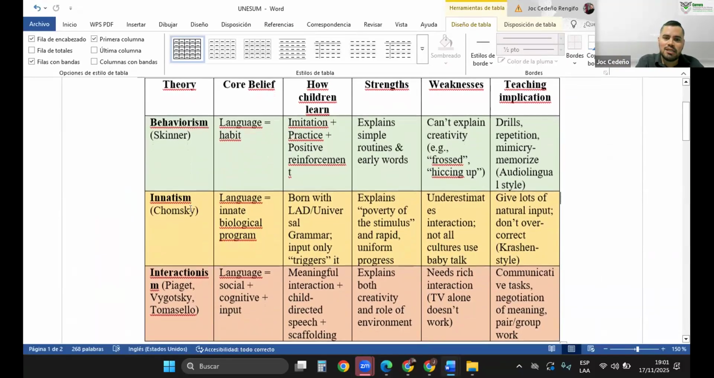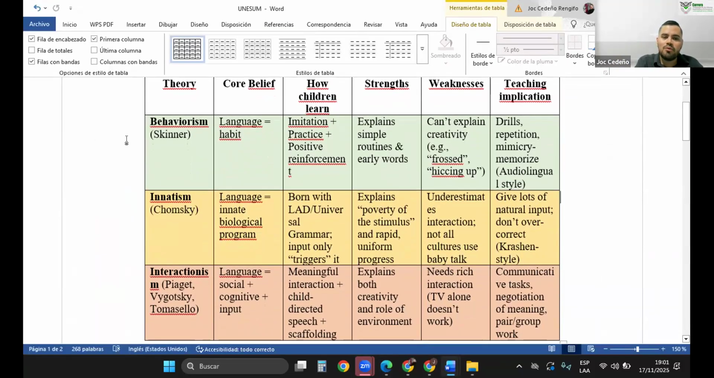In Spanish, we call it conductismo. This theory was proposed by Skinner, and it says that language is a habit. You need to repeat, repeat, and repeat to acquire the language. Also, children learn through imitation. You know, like when you say a word, they repeat it. When you have a little baby, you say to the baby, "Hey, baby, can I have the water?" And the baby says, "Water."